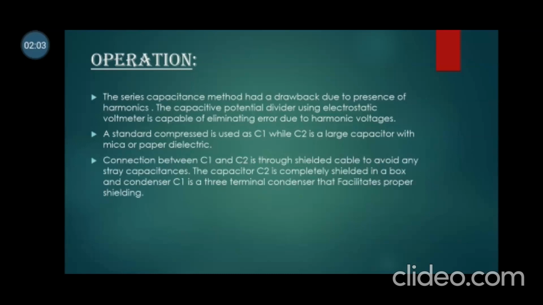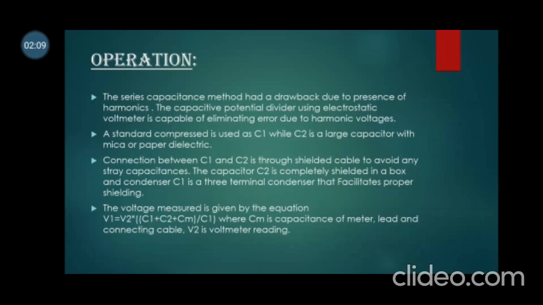We have already seen the first 3 points. Now let's jump to the fourth point. The unknown voltage that we want to measure, that is V1, is given by V2 multiplied by the ratio (C1 plus C2 plus Cm) in the numerator divided by C1 in the denominator, where C1 and C2 are the capacitances already present in the circuit, Cm represents the capacitance of the meter, lead and connecting cable, and V2 is the voltmeter reading.